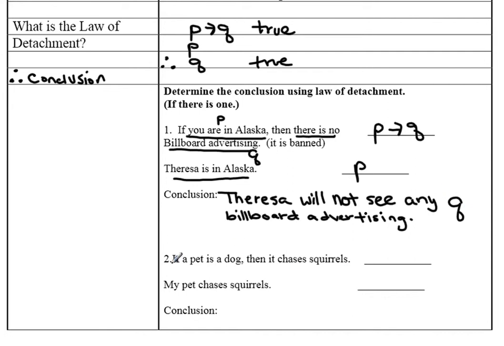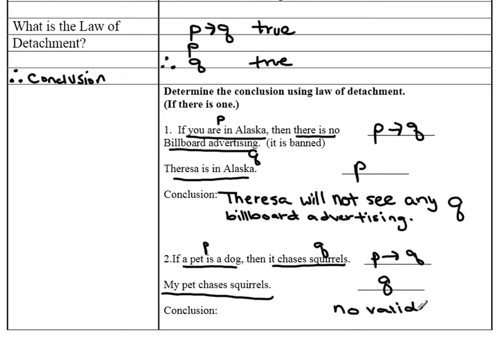So let's look at example number 2. If a pet is a dog, so we have P, a pet is a dog, then it chases squirrels, Q. So we have if P then Q. Then we're talking about my pet chasing squirrels. Well, a pet chasing squirrels is a reference to Q. So because it doesn't follow the format P then Q followed by P, we would say there is no conclusion because it should be P then Q followed by P, not followed by Q. So we would say no valid conclusion.